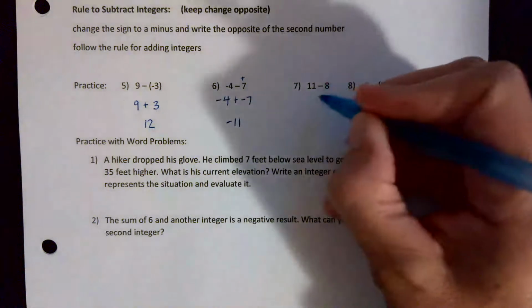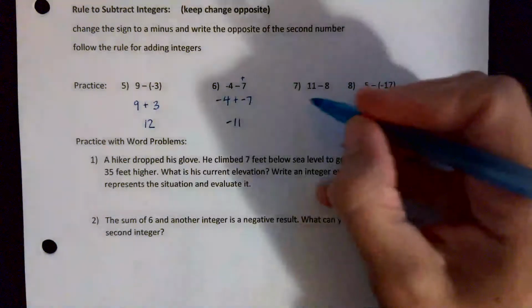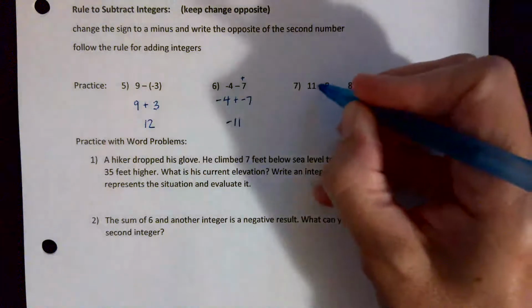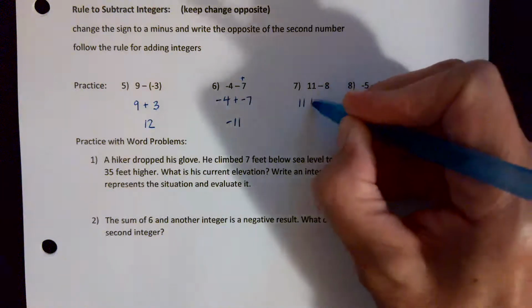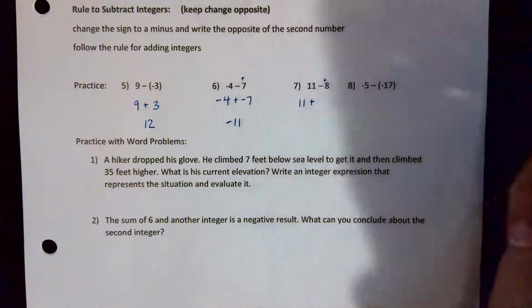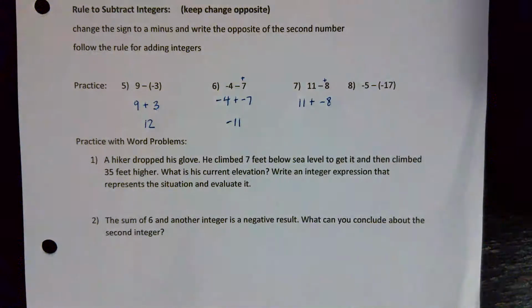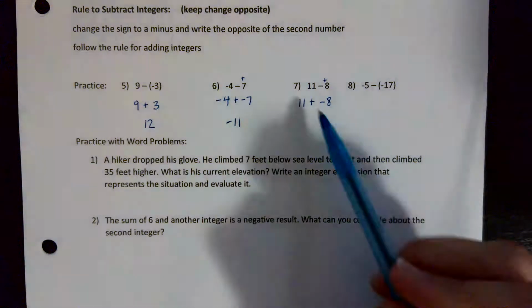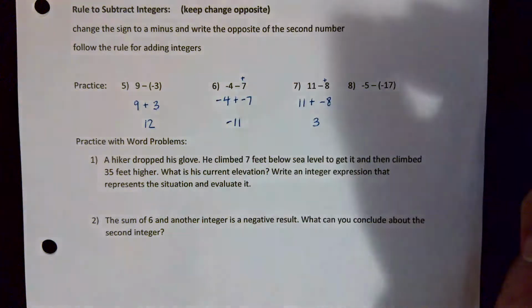11 minus 8. You could remember what you did in first grade, but also if we want to show keep change opposite, we have 11, the minus turns to a plus, and since that had been a +8, we change that to a -8. And now follow the rules for adding. Different signs different, so I subtract those, and I keep the sign of the one with the higher absolute value, which is 11.